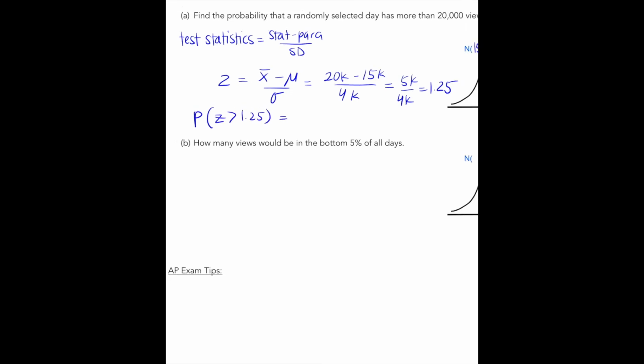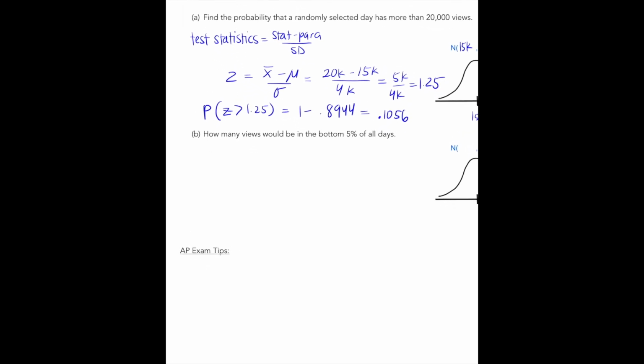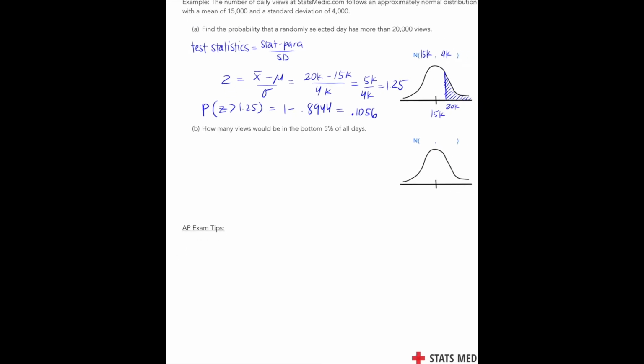But just also notice that I need to subtract from 1 because it is greater than. This is 0.1056. So I'm going to end this off with a short sentence like: the probability that a randomly selected day has more than 20,000 views is approximately 11%. Okay, so that's something additional that you also want to add.